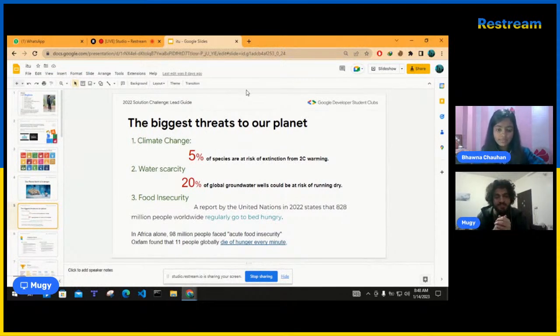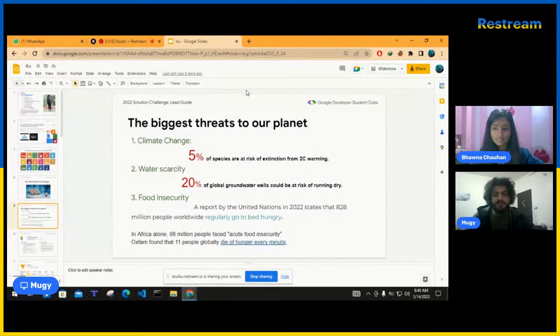Number one is climate change. 5% of species are at risk of extinction from 2C warming. Right now, the global warming of our Earth is 1.8 degrees centigrade. And according to the United Nations, we have to maintain it at 1.5 degrees centigrade. And if it hits 2 degrees centigrade, then 5% of species will disappear from the earth. This is a really alarming situation.